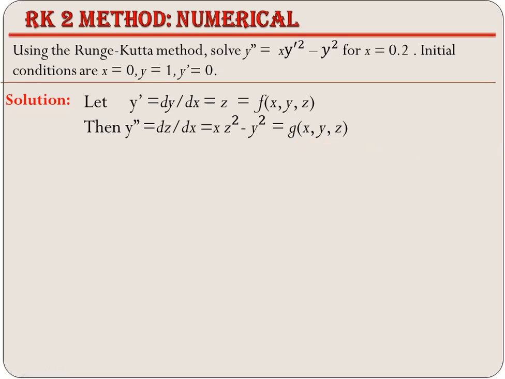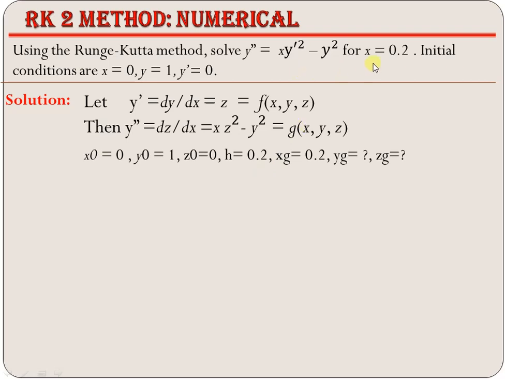In this way the second order differential equation is converted into first order differential equations, and we get two equations. That is why it is called a simultaneous differential equation. To solve this we use the RK2 method, that is the Runge-Kutta second order method. The initial conditions are x0 is equal to 0, y0 is equal to 1 and z0 is equal to 0, because for y dash we put the value z. So y dash is equal to 0 is nothing but the initial condition for z, that is z0 is equal to 0. The step size we are considering as 0.2.